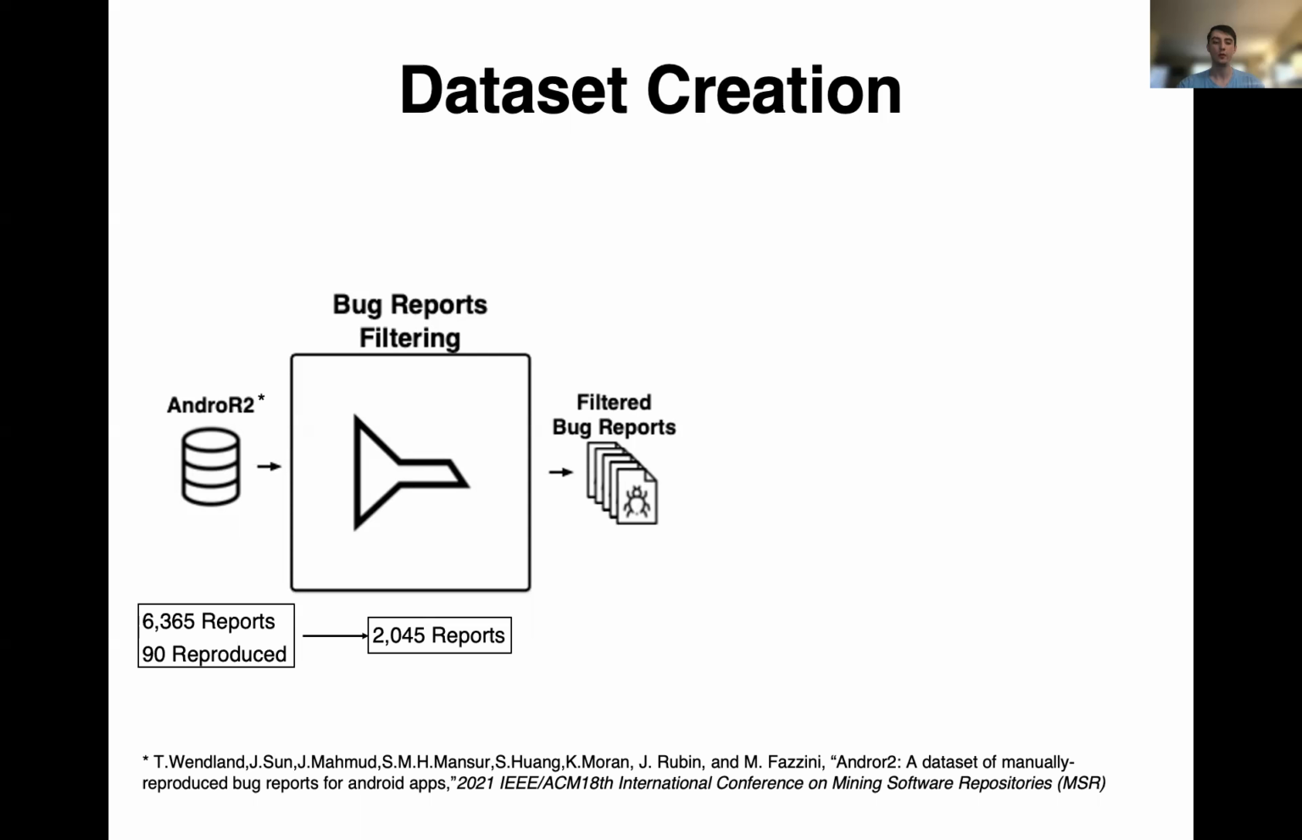Then we narrowed it further by only considering up to 10 bug reports from any one app to avoid biasing ourselves into any specific project or repo. This gave us a set of 645 bug reports from 164 apps.